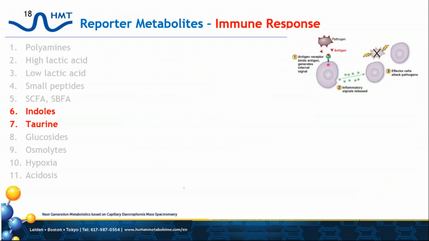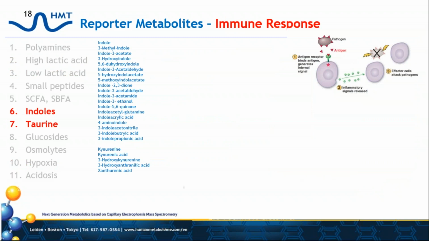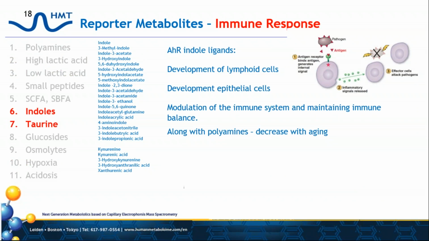Immune response to indoles and taurine often are associated with it. These are a series of indoles and amines and unsaturated amines, kynurenine pathway. Again, these AhR indole ligands are associated with lymphoid cells and epithelial cells, modulating the immune system. And along with polyamines, these also decrease with age. Taurine itself is also associated with inflammation.